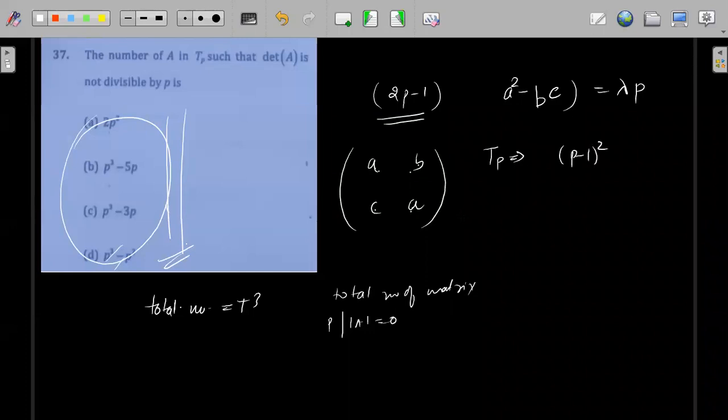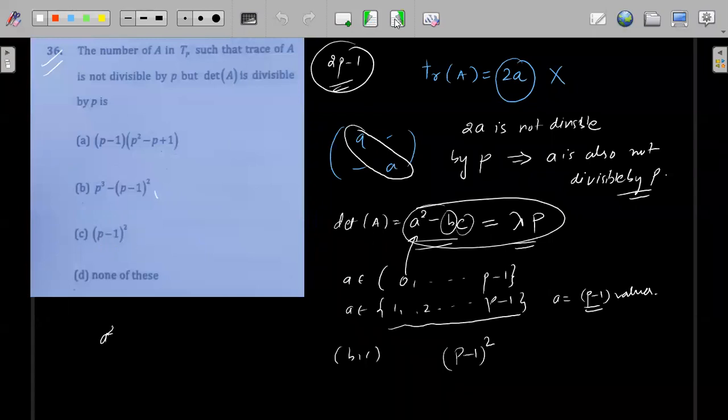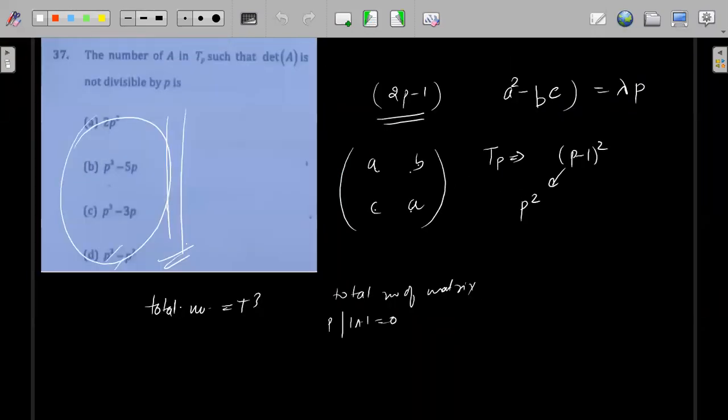So if A is also divisible by P, if A can take any value, we can write this as P square. Where the trace was not divisible, we found it P minus 1 whole square, right? So from here, if A can also take any value, then A can take 0 also, so the total number of cases will be P square. So the total number of matrices whose determinant is divisible by A is P square.